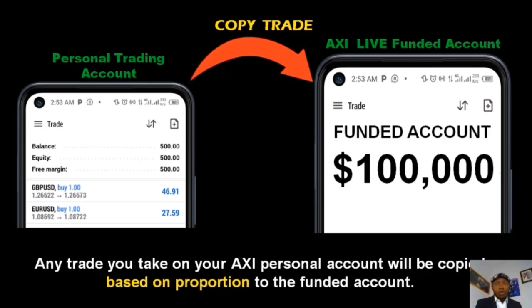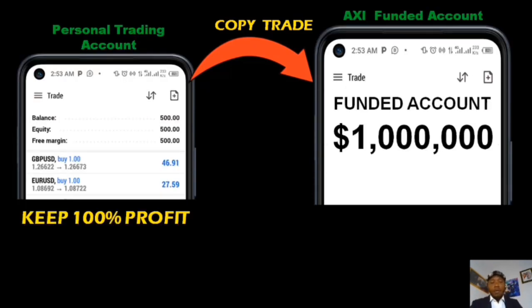Take a trade on your personal account. Those trades are copied in proportion to your funded account of whatever amount it is at the moment. Now, you get to keep 100% of the profits made from your personal trading account. What about the profits made on your funded account? You get to keep 40 to 90% of those profits made on your funded account.